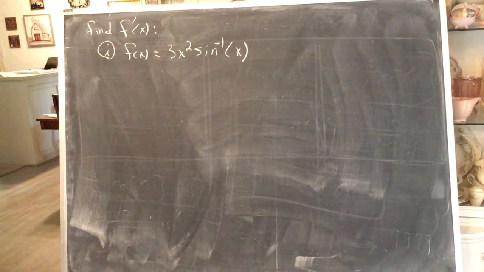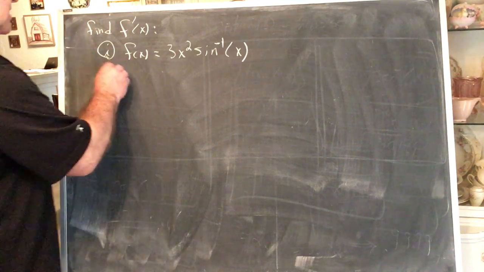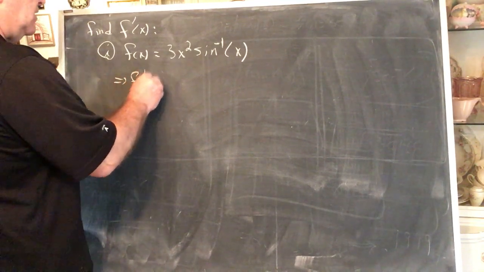All right, our first example here. Let's take the derivative of this function, 3x squared times sine inverse of x. There's the product rule just waiting to happen. So we will use first times derivative of the second plus the second times the derivative of the first.